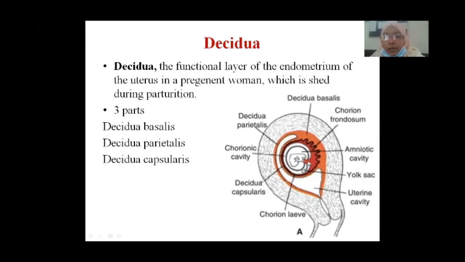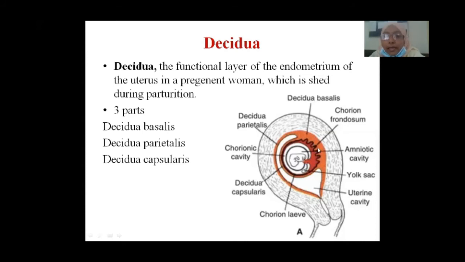This is the embryo, this is the amnion, and this dark brown, coffee color is the chorion. And above the chorion, the part of the endometrium is known as decidua capsularis. Capsularis means which covers the embryo. This is our chorionic frondosum, which forms the future placenta.